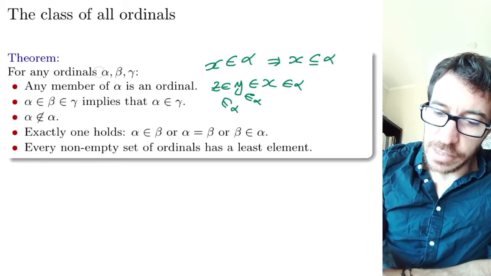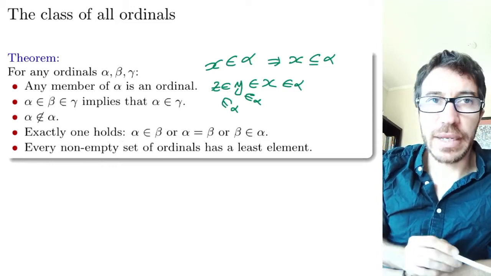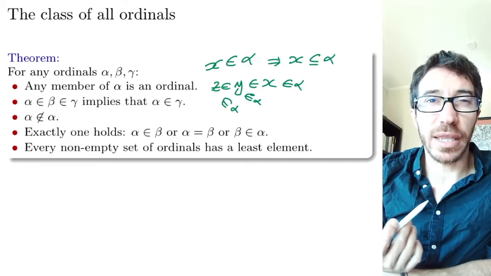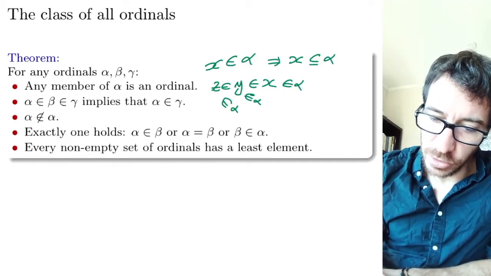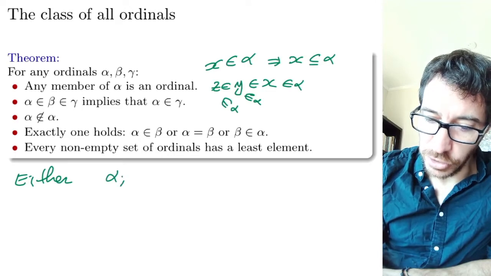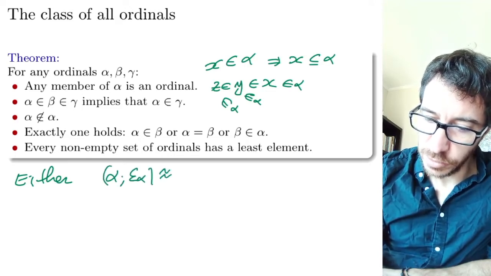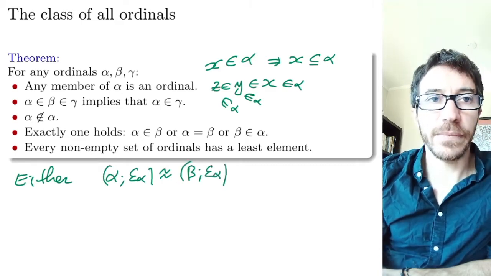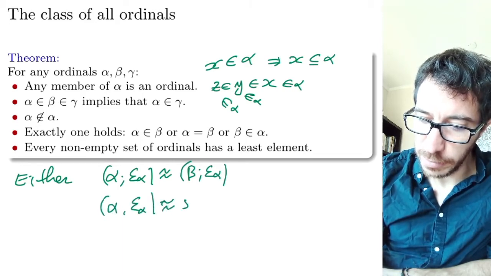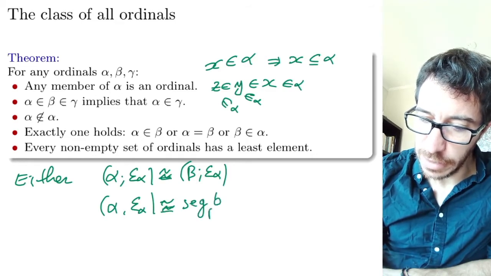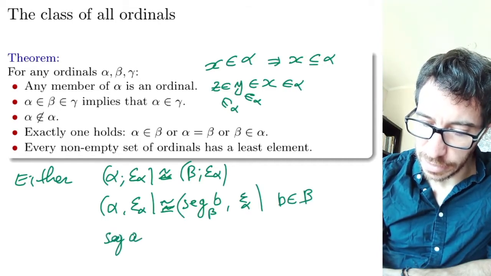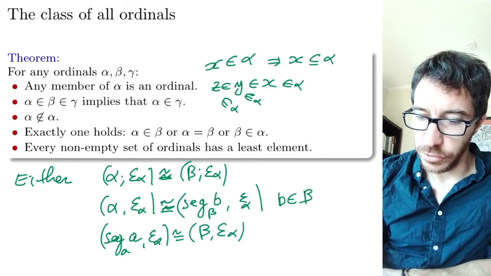Whenever you have two ordinals, alpha and beta, either alpha belongs to beta, or alpha equals beta, or beta belongs to alpha. This is an important one, okay? So whenever you have two ordinals, either they are equal or one belongs to the other. And the reason for this is that we know from the previous theorem that either alpha with the ordering epsilon is isomorphic to beta with the ordering epsilon, because they are well orderings, or alpha is isomorphic to the segment of some B inside beta, for B in beta, or the segment of some A inside alpha is isomorphic to beta, for A in alpha.